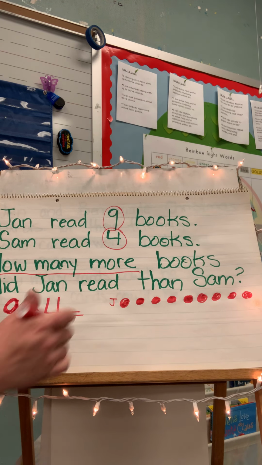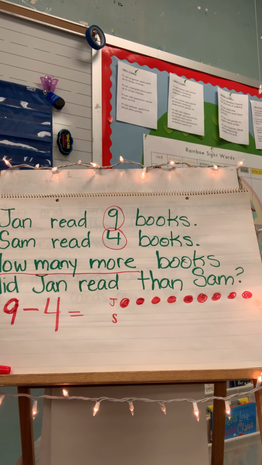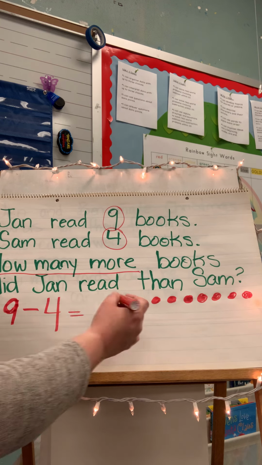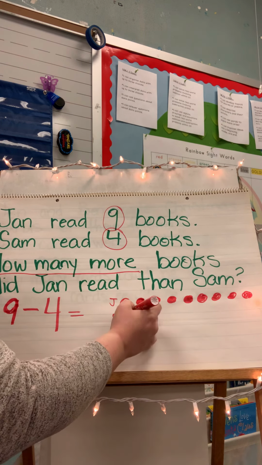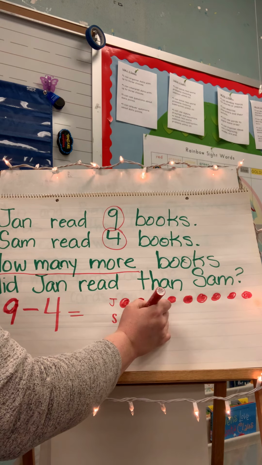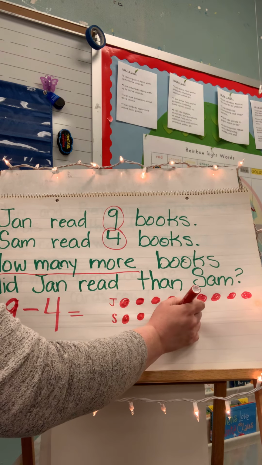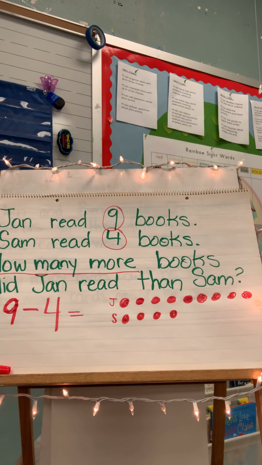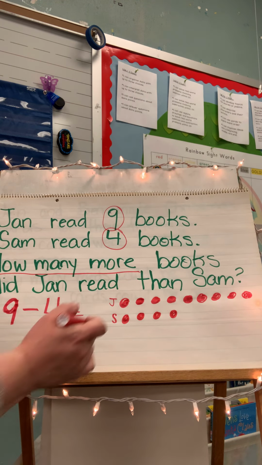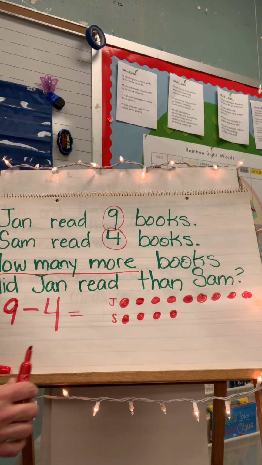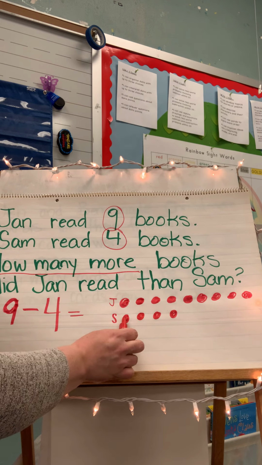Now, I'm going to make a row of Sam's books, but when I'm drawing these dots for the books, I'm going to put them right underneath one of Jan's, okay? How many? 4. 1, 2, 3, 4. The reason I put Sam's books right below Jan's books is so that I could tell that these are the same.